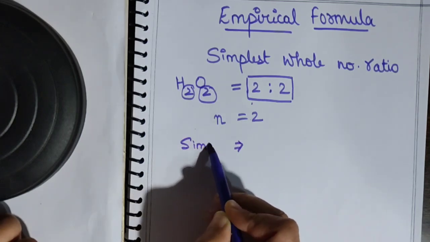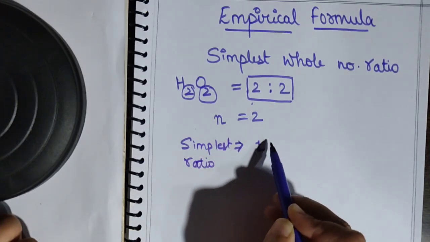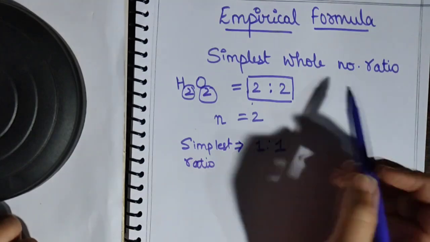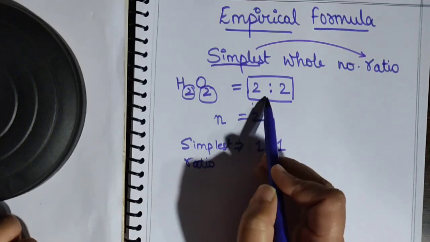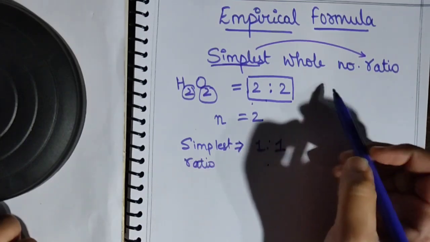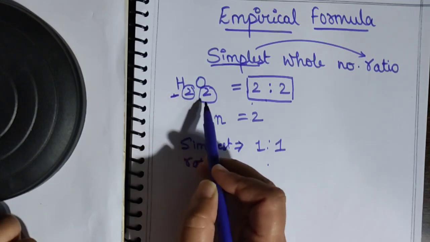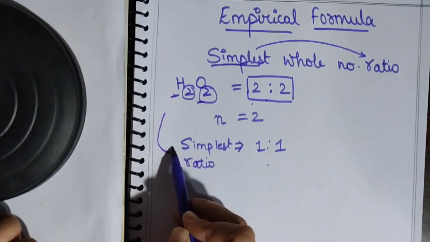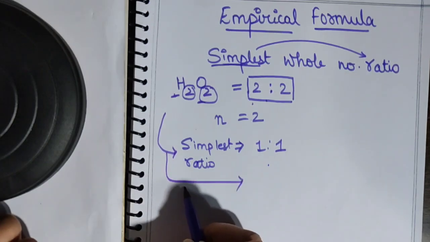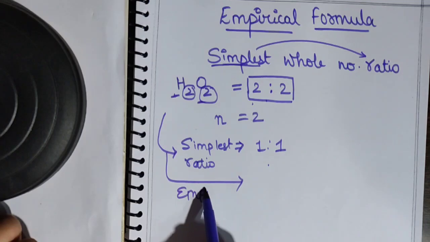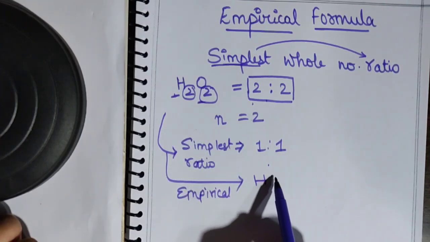What is the simplest ratio here? 1:1. Empirical formula says that it is the simplest ratio, right? This is not the simplest ratio. 1:1 is the simplest ratio. Therefore, the hydrogen and oxygen atoms are present in the ratio 1:1 in its empirical formula. Therefore, the empirical formula for hydrogen peroxide is HO.